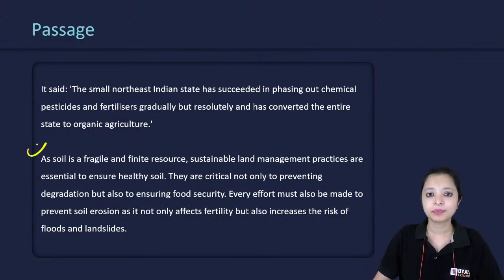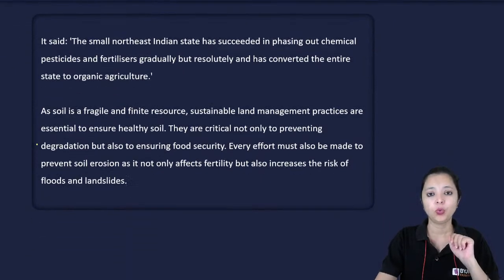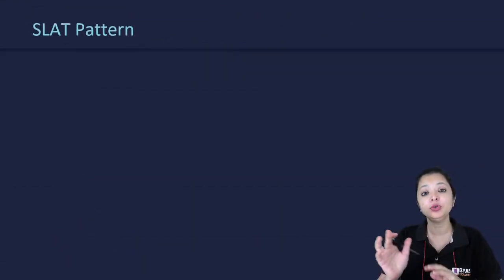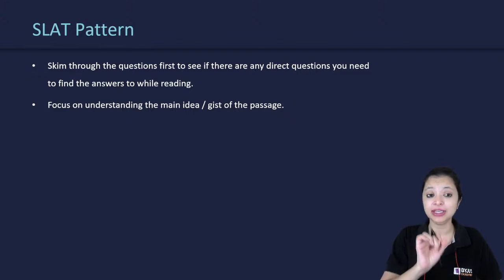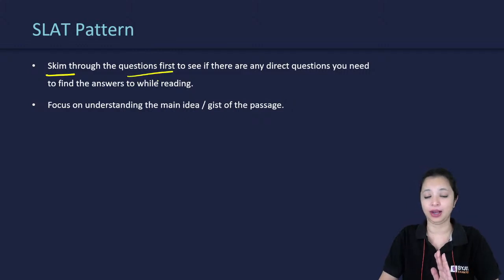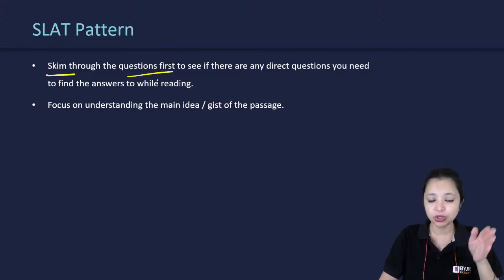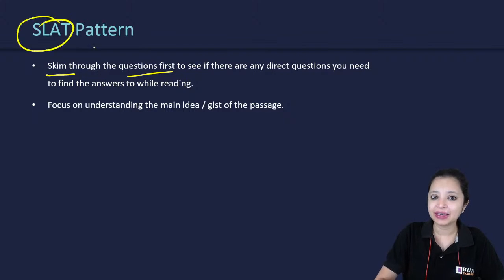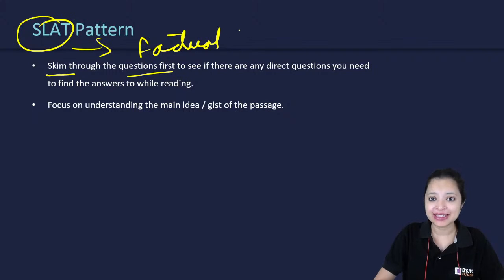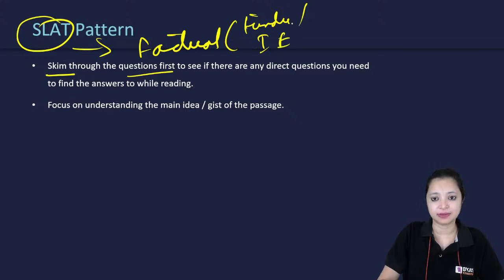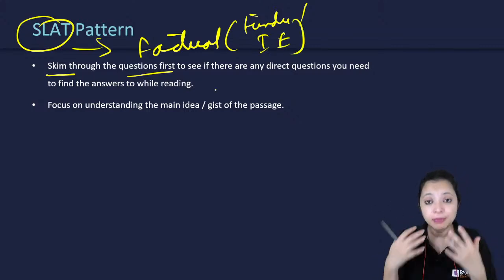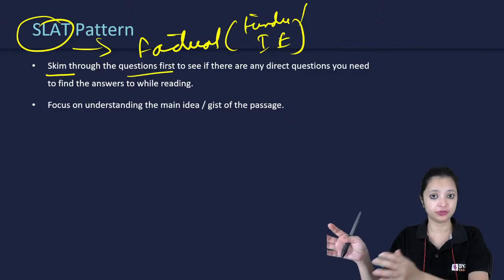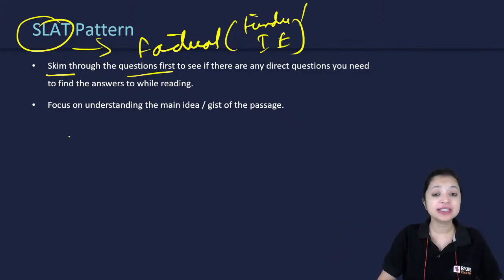So, ultimately, what did we learn here? We learned that to be able to read effectively, specifically for the SLAT paper, we have to skim through the passage, skim through the questions as well. While we skim through the questions, we know exactly what is being asked. SLAT has a lot of factual questions, and mostly picks up passages from The Hindu and the Indian Express. So these are topics that are familiar to you. You look at the questions first and you know what you're supposed to answer. And always skim through the passage.